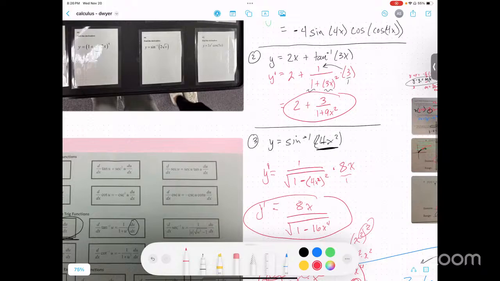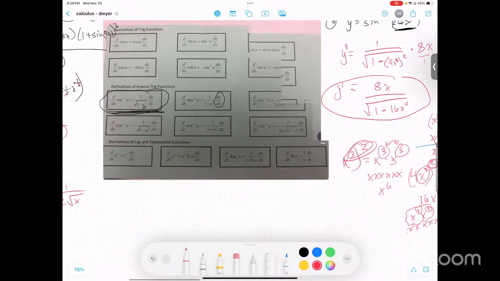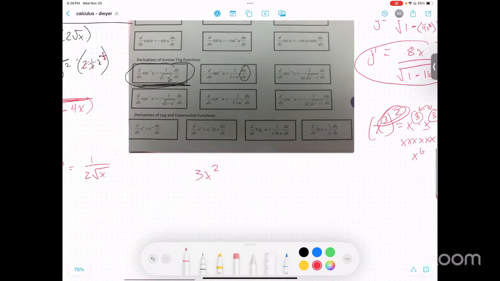Number 5 says 3x squared cosine of 5x. I think that's what it said, right? So now this is a product rule, right? Do you see that we have this times this? And then in here, we actually have a function inside a function, so we're going to have to use the chain rule there.